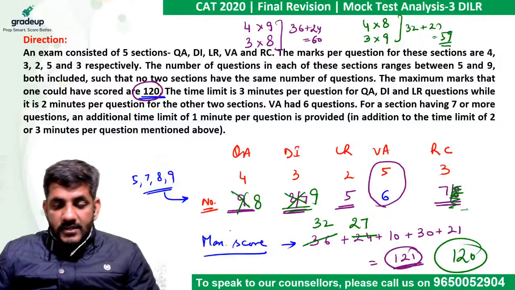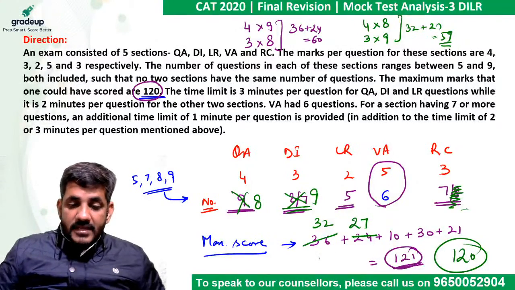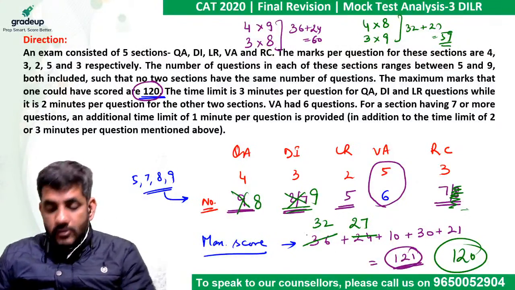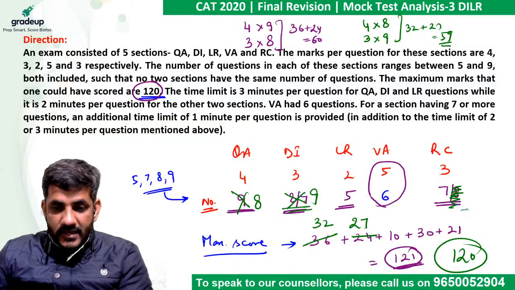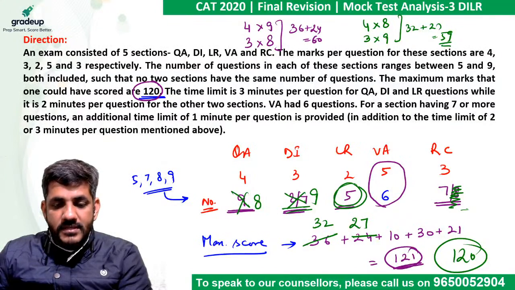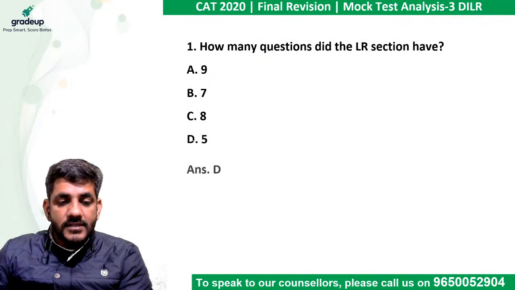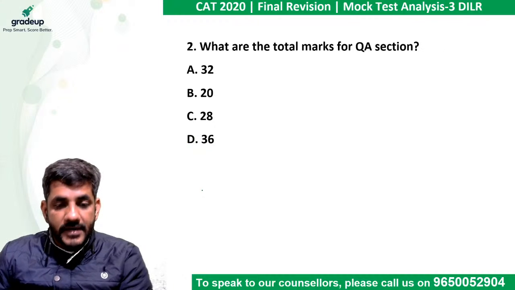So let's start doing the questions now. So this is the final thing that we have got in the green color. तो questions को करना शुरू करते हैं. How many questions did the LR section have? So LR section have how many questions? It is 5. So the answer to the first question is option D, that is 5.